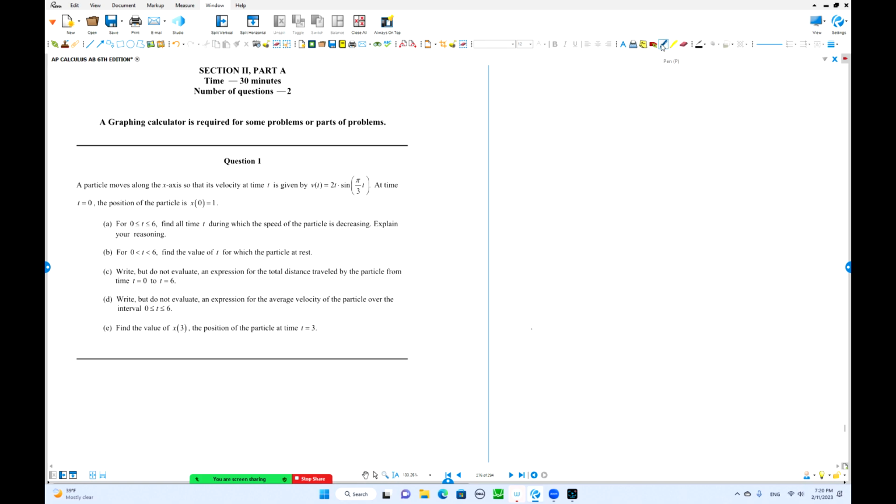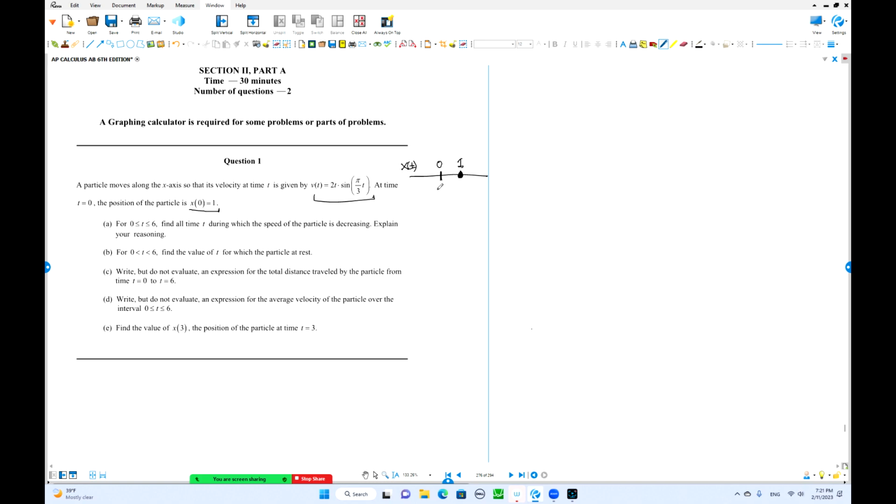Okay, question number 1. A particle moves along the x-axis so that its velocity at time t is given by this. That's the velocity. At time t is 0, position is 1. So what does that mean? At time t is 0, we start from here. This is 0. This is 1 over here. The particle is over here. We start from this point, okay? That's the position function. From here we start.